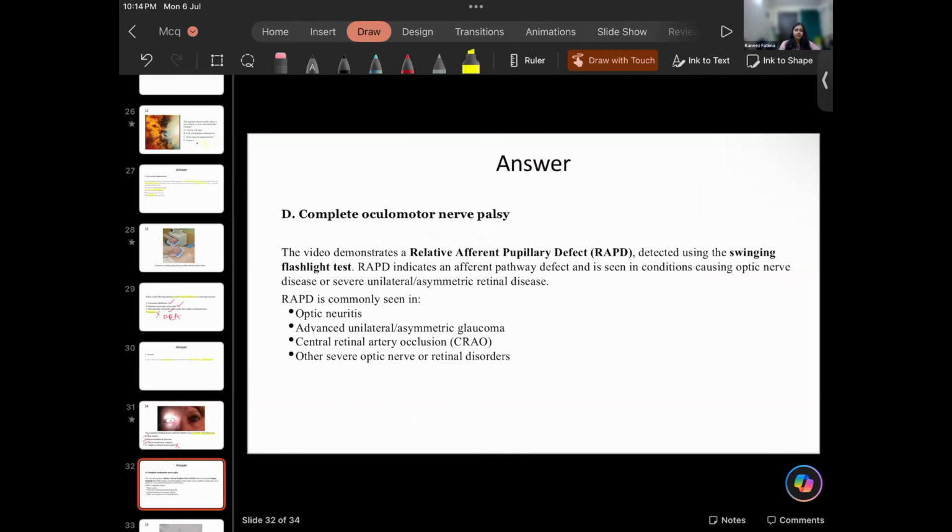The video demonstrates a relative afferent pupillary defect using a swinging flashlight test. So this is an afferent pathway defect and it is seen in conditions causing optic nerve disease. It is most commonly seen in optic neuritis and advanced unilateral glaucoma. It is seen in CRAO and several other optic nerve or retinal pathologies.